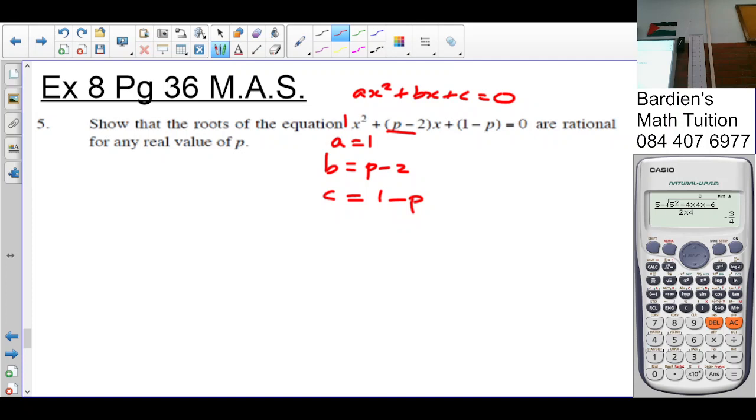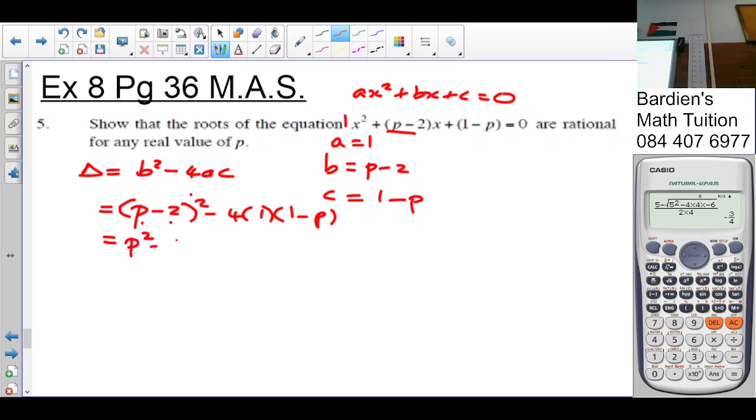But what is your nature of roots dependent on? It's dependent on delta, which is b squared minus 4ac. What's your b value? p minus 2. So it's (p minus 2) squared minus 4, a is 1 and your c is 1 minus p. A binomial squared is going to give you p squared, that times 2 is going to be negative 4p, plus 4. Negative 4 times 1 is negative 4. Negative 4 times negative p is positive 4p. So it's p squared minus 4p plus 4 minus 4 plus 4p, that cancels, that cancels. So it's actually p squared. But what do we notice here?